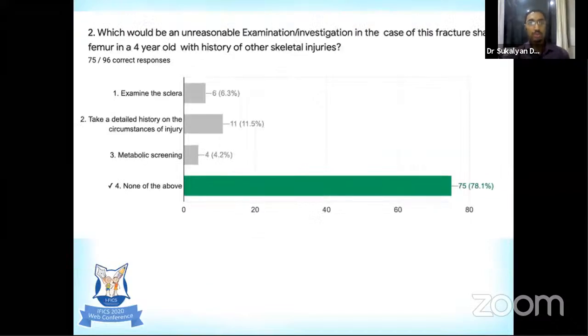Number two, which would be an unreasonable examination or investigation in a case of fracture shaft femur in a 4-year-old with a history of other skeletal injuries? Number one was examine the sclera. Number two, take a detailed history on the circumstances of injury. Number three, metabolic screening. And number four, none of the above. The correct answer is none of the above, which was indeed answered by 75 people, that is 78% of the participants. That means all the other three options would be a reasonable investigation or examination to perform.